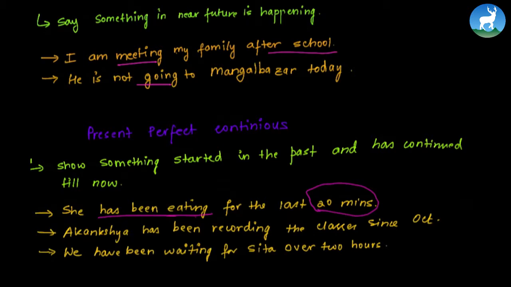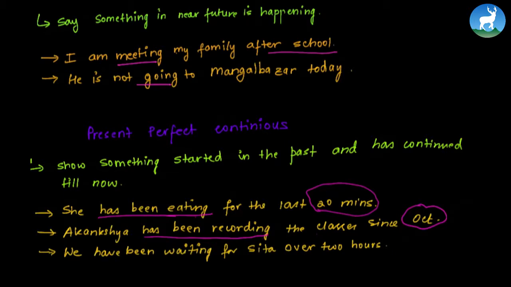Another example, Akankshya has been recording the classes since October. Akankshya started recording the classes from October and she is still recording the class. So we use the present perfect continuous tense. These events started in the past and we are still continuing that. That's why we use the present perfect continuous. The last example, we have been waiting for Sita over 2 hours.